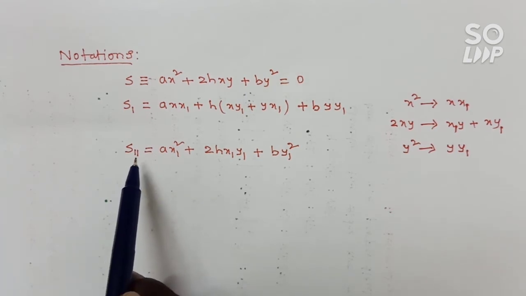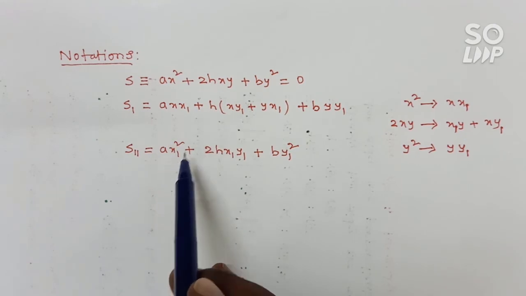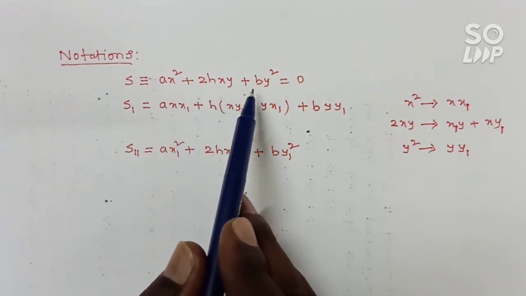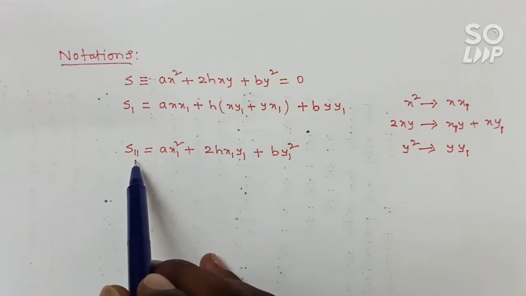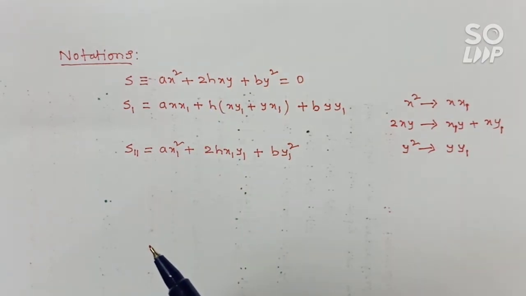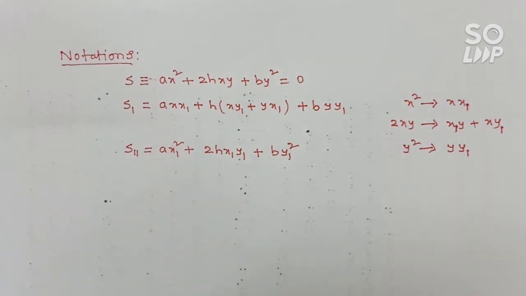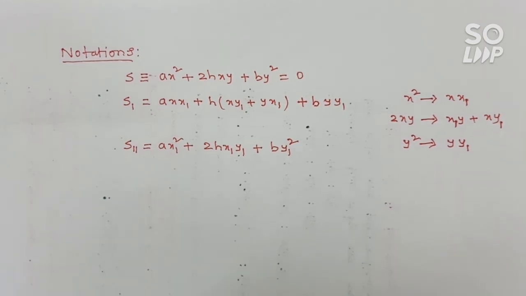What do you call this one? S11. That means substitute the point x1 comma y1 in this pair of equations. The notation will be represented as S11. Okay, right. Now we will see some very important shortcut formulas related to the centroid.